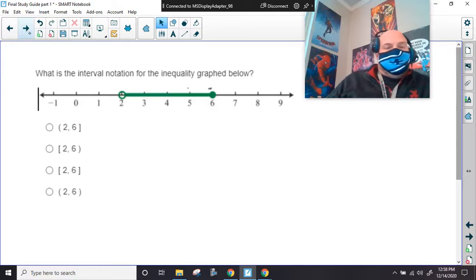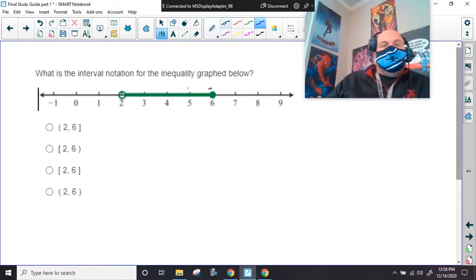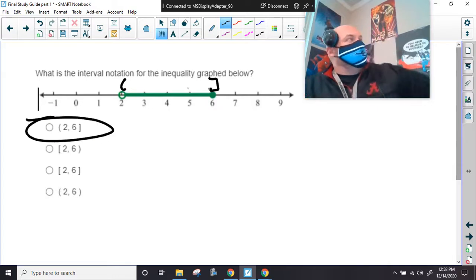All right. Remember, an open circle is a parenthesis, a closed circle is a bracket. So we're looking for a parenthesis on 2 and a bracket on 6. That's this one right here.